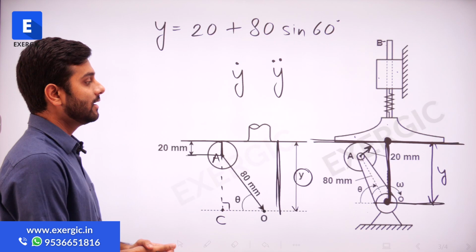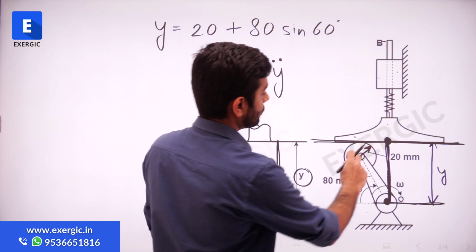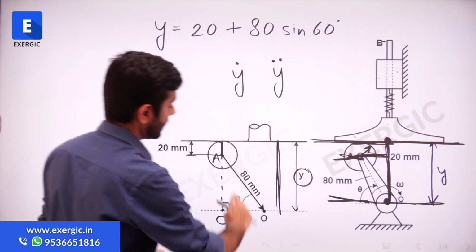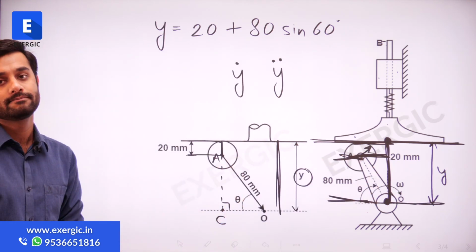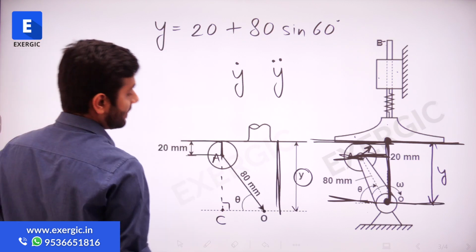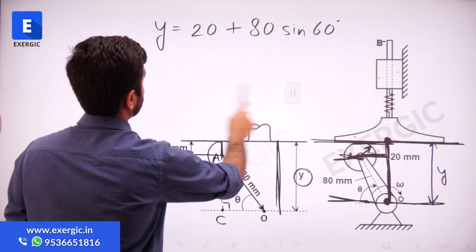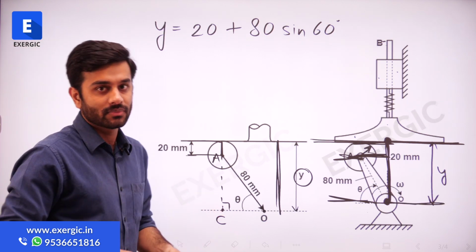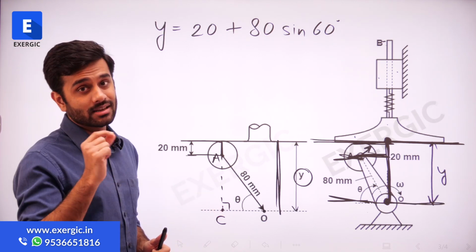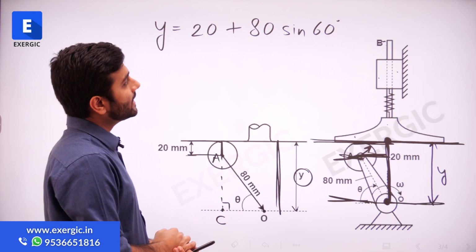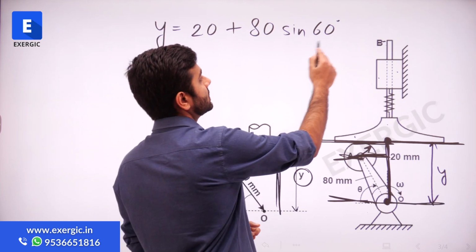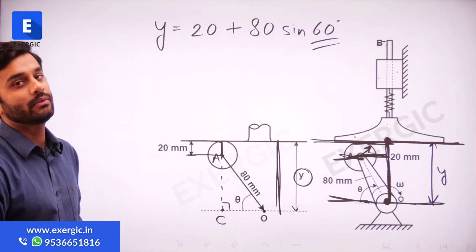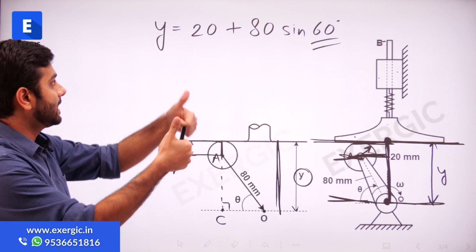Got it? That is why I bifurcated it into this length plus this length, and this length I calculated using OA sin theta. Understood? So the expression of y we have written so far, and now we will try to differentiate it twice, right? But there is still one catch here. If I keep the value of theta as 60 degrees, the differentiation will not make any sense. Why? Because this 20, that is fixed.